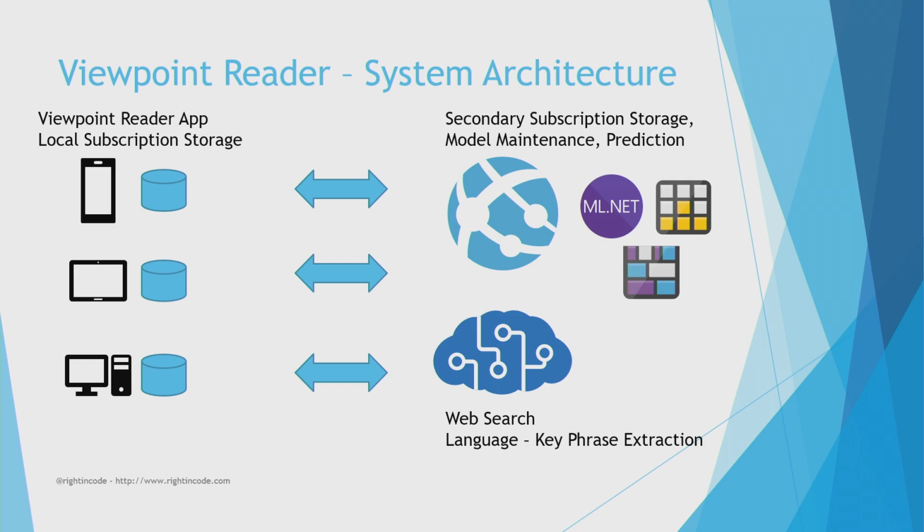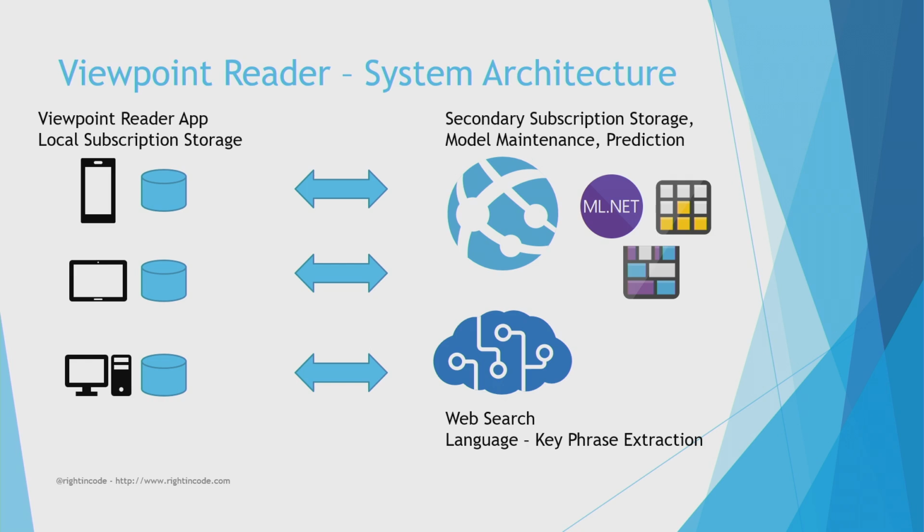On the right-hand side is where all the back-end services are. First off, we have Azure App Services at the top. There's some secondary subscription storage and information out in Azure. The actual subscription information itself is stored in table storage. Then, as far as model maintenance and prediction, we're using ML.NET in that service, and the model itself is stored in blob storage. When we need to access it, we go to blob storage to get it, do a prediction, and provide a response. All of that is behind a web API.